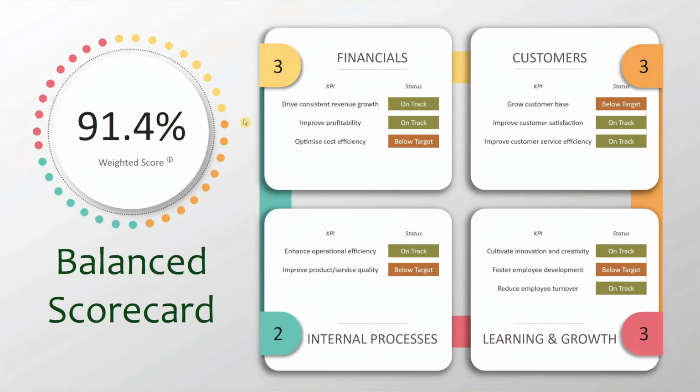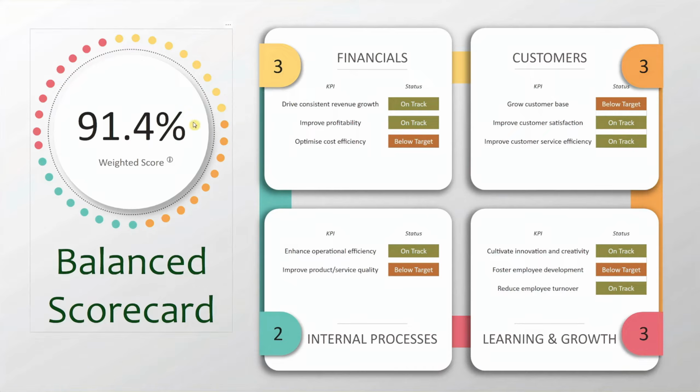This dashboard provides a comprehensive view of your KPIs across the four balanced scorecard pillars: financial, customer, internal processes, and learning and growth. With this tool, you'll be able to instantly spot areas that are performing well and identify those that need attention, all at a glance. Let's take a look at how the dashboard is structured and how it can help you.